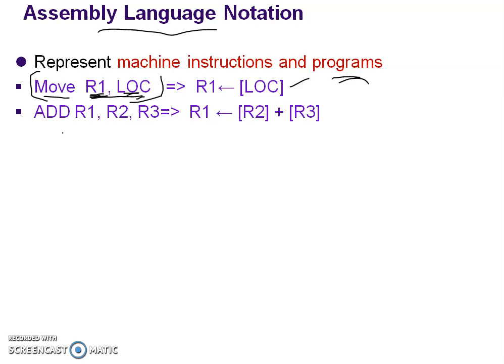Considering the next example, add R1, R2, R3. Here the first operand is taken as the destination, so R1 arrow R2 plus R3. This is the form of representation followed in this PPT, but it is not necessary that all computers follow the same format. It can take the other form also.